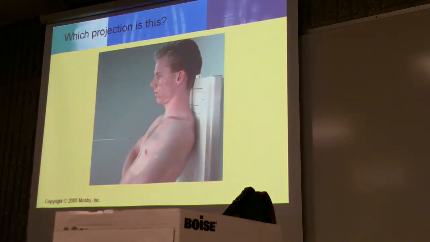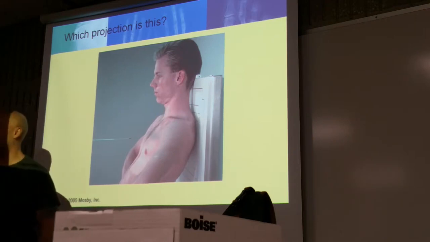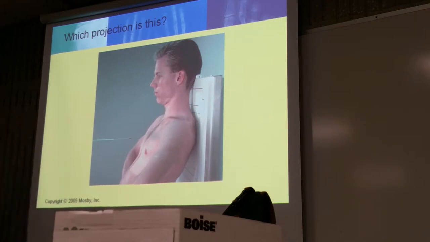Okay? What is this? AP? It is AP projection. Oblique. It's not oblique. Okay, so he's kind of leaning back. Okay, so his hip is forward and he's actually leaning back towards the image receptor.